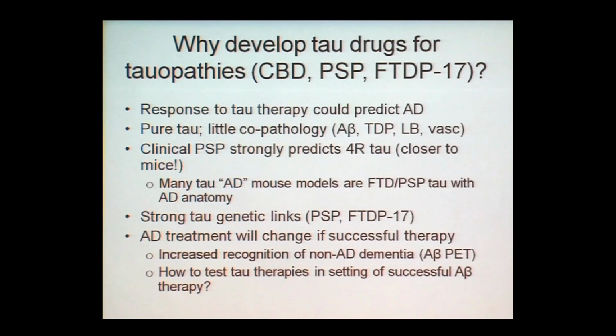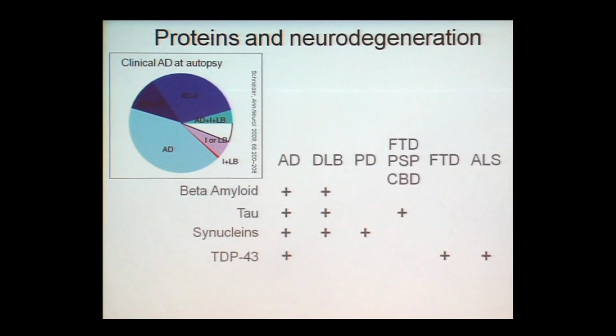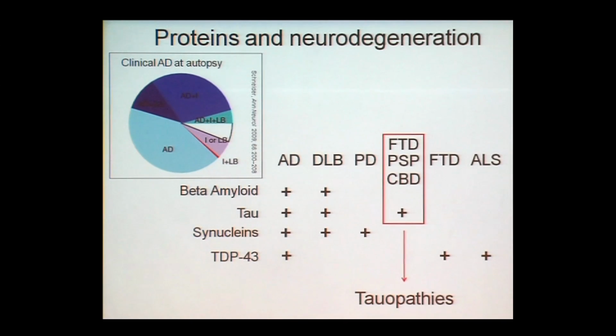But really, which human disease should we use first? And we think that really these tau-related FTDs may be the best because they're very pure tau pathology, and we know that if a person has one of these tau-related FTDs, they have very few other competing proteins like amyloid or TDP-43 that might mask the effects of one of the tau drugs. And so our program has really focused on FTD, PSP, and CBD, what we call tauopathies, to develop new tau therapies.